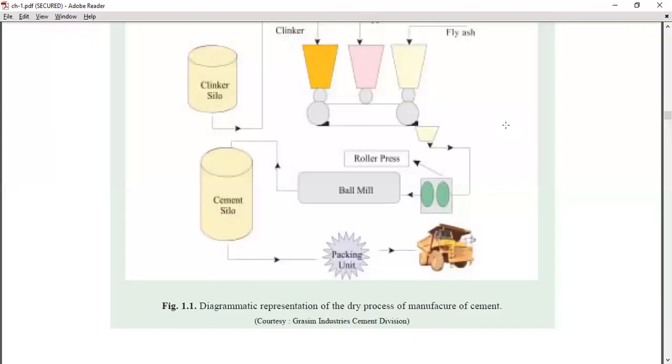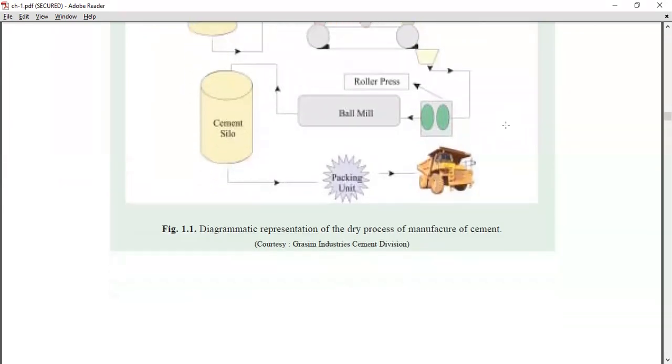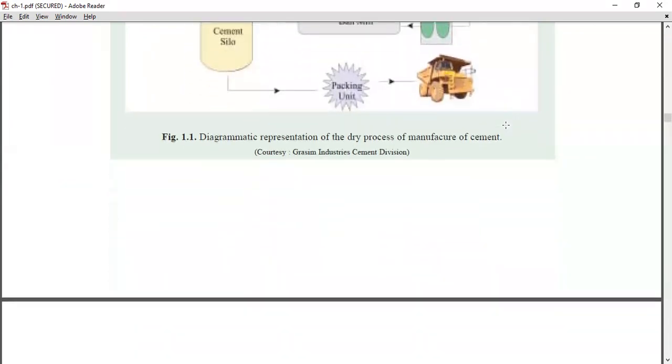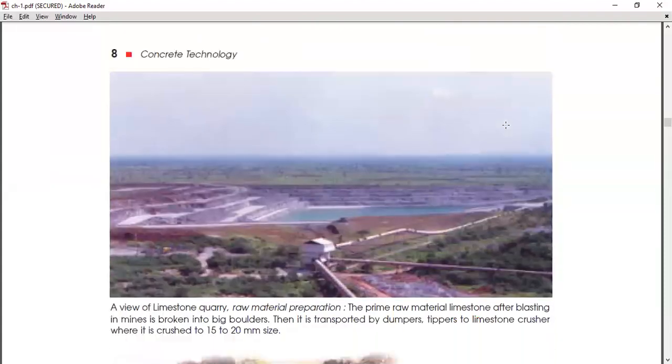Welcome to Concrete Technology. In the previous lecture, we learned how the dry process of cement manufacturing works. Before continuing our lecture, I want to show some video about the manufacturing of cement.